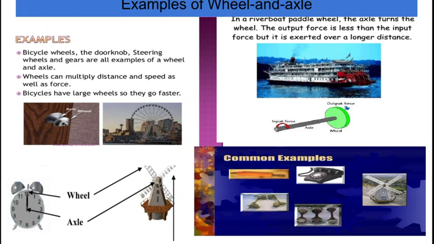Wheels can multiply distance and speed as well as force. Bicycles have large wheels so they go faster. In a riverboat paddle wheel, the axle turns the wheel. The output force is less than the input force, but it is exerted over a longer distance. These are common examples.